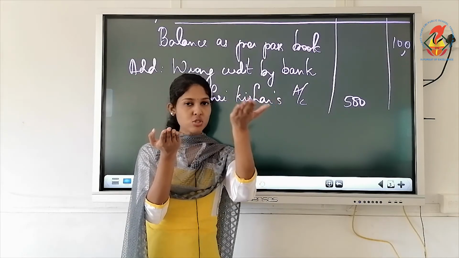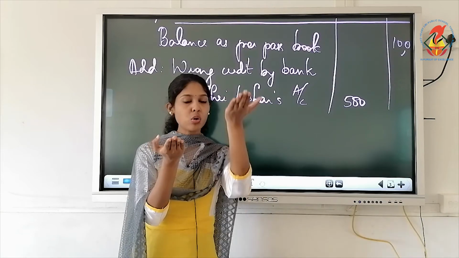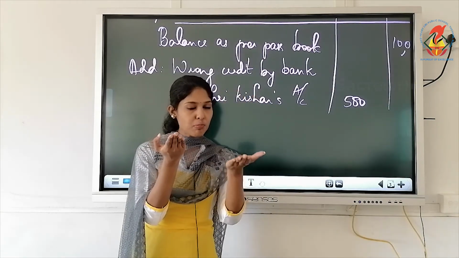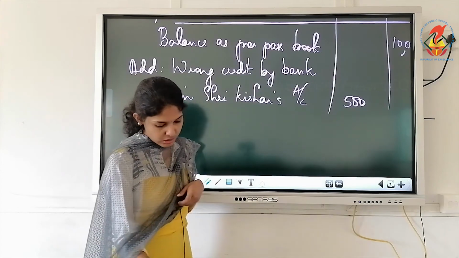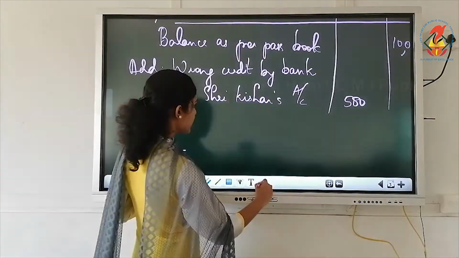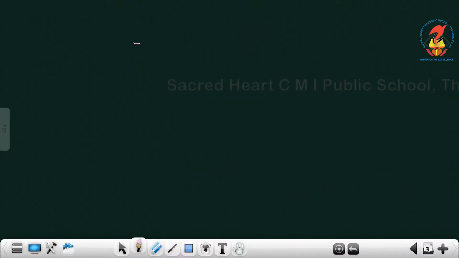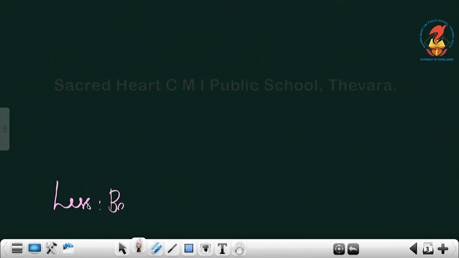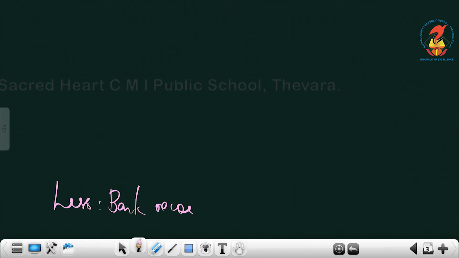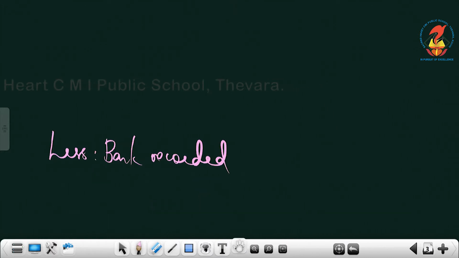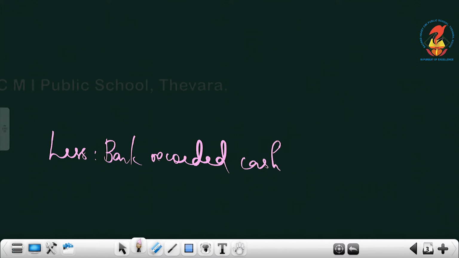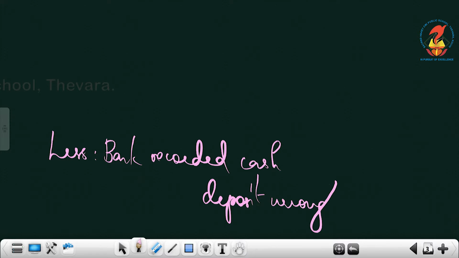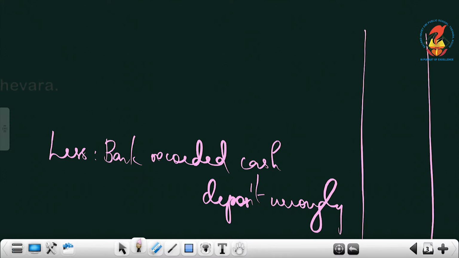You can make changes only to the passbook. So bring this down, how much will you have to less? That 9 rupees you will have to less now. So under less items, leave space for writing add items, then you write less. Bank recorded cash deposit wrongly. How much are we going to deduct? That 9 rupees we will deduct.